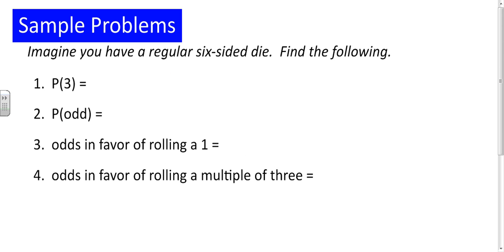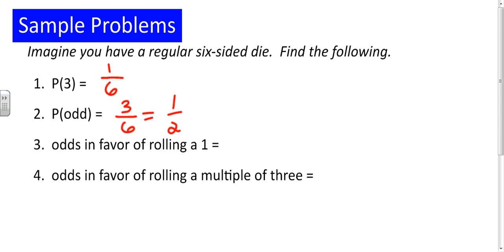The probability of rolling a 3 on a six-sided die. Well, how many successful outcomes are there? That's probability: successful over total. So there is one 3 out of 6 total. The probability of it being odd: well, the odd numbers are 1, 3, and 5, so there are 3 successful outcomes for it being odd out of 6 total, and of course we'd want to reduce that to 1/2.